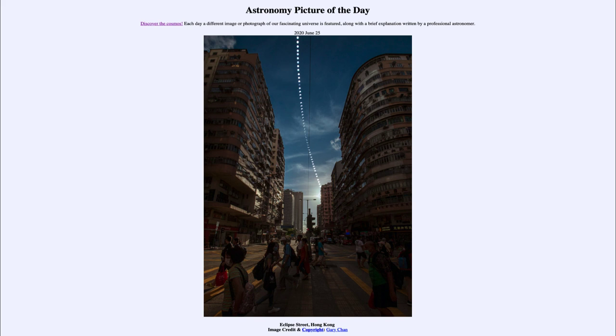So that was our picture of the day for June the 25th of 2020. It was titled Eclipse Street, Hong Kong. We'll be back again tomorrow for the next picture, previewed to be Eclipse at Your Feet. So we'll see what that is about tomorrow.